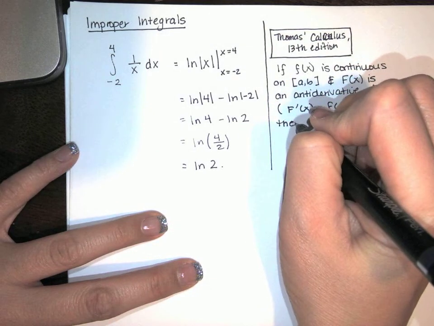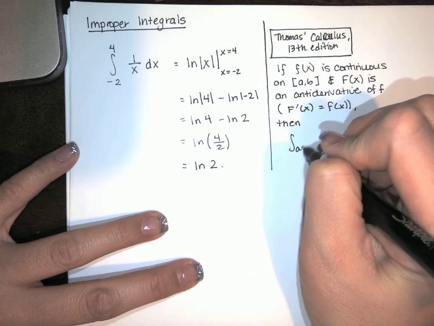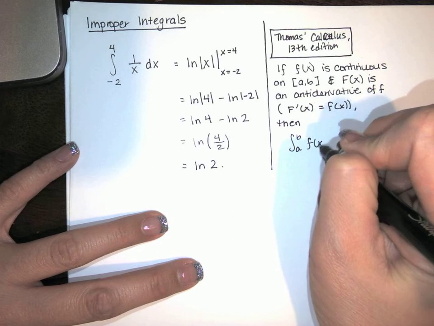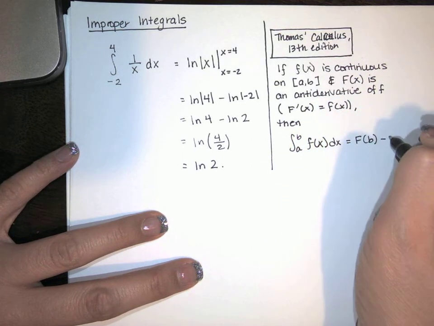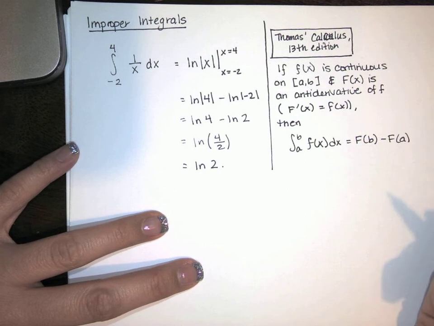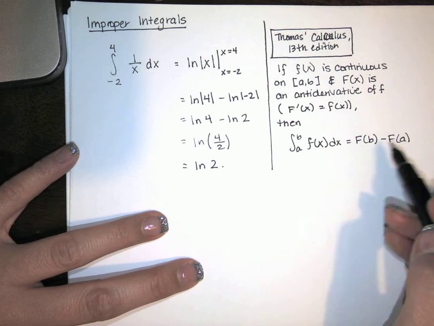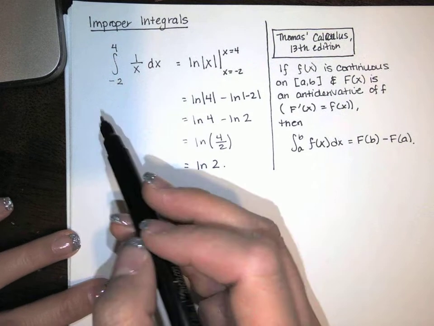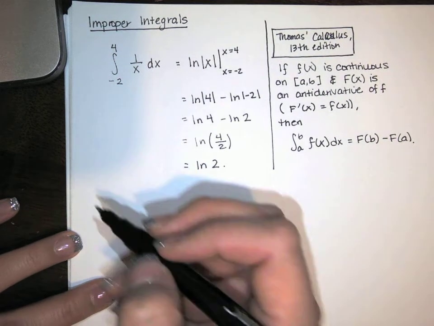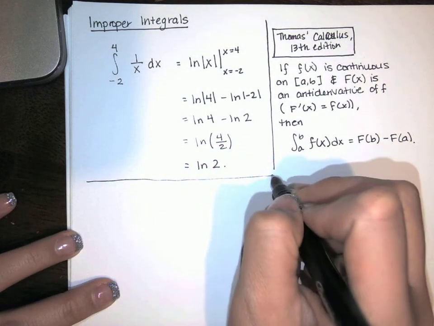Then the integral from a to b of f of x dx is F of b minus F of a. So you take the antiderivative, you plug in b, you plug in a, and you subtract, and that's your answer. That doesn't actually apply here. So let's look at a graph to see why.